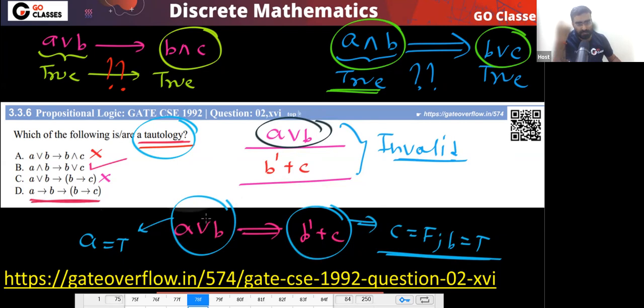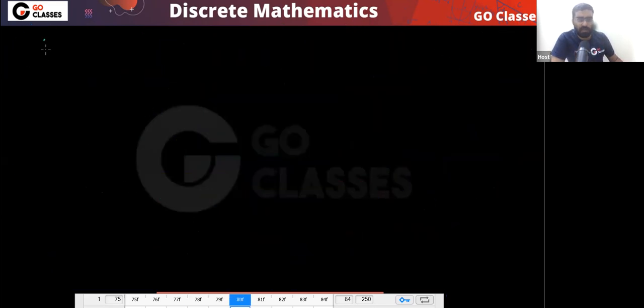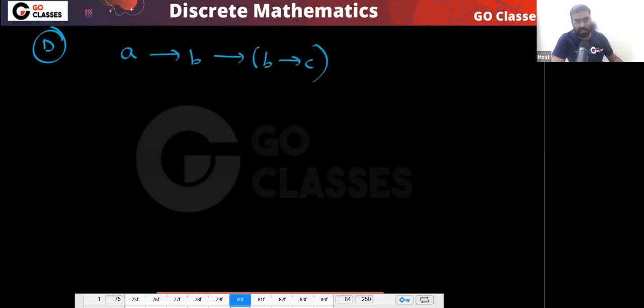Okay, what about this? There is a problem here. Which implication should we consider? This implication is not associative. So let's see option D. Option D is saying that A implies B, implies B implies C. This is the question. You can solve it either like this or like this. Let's solve in both ways.